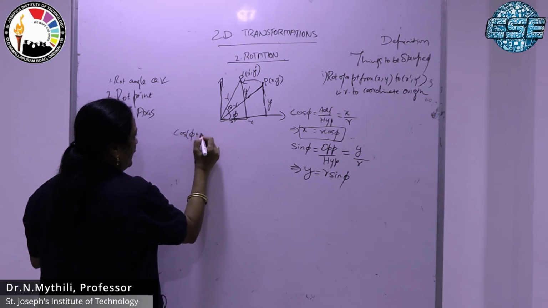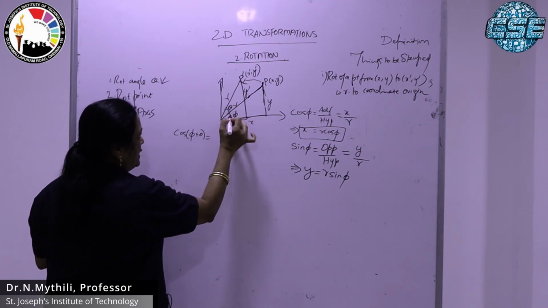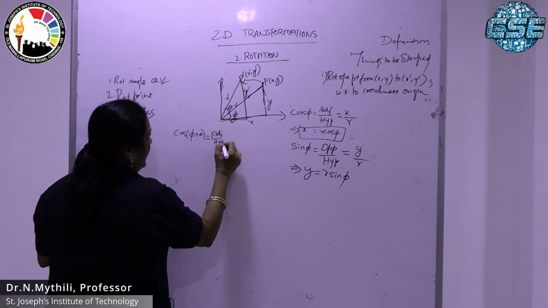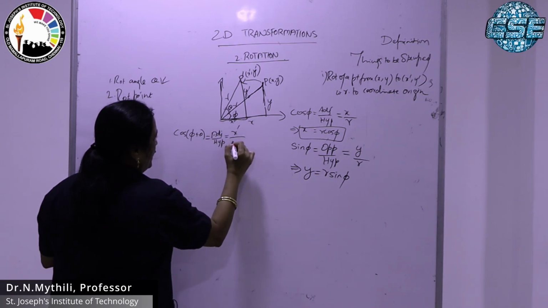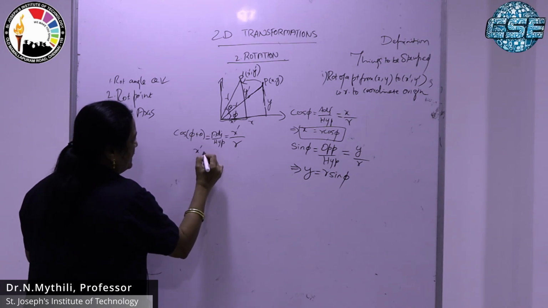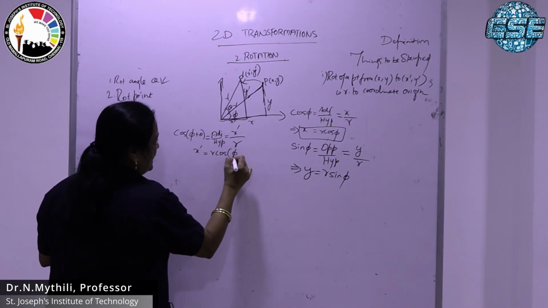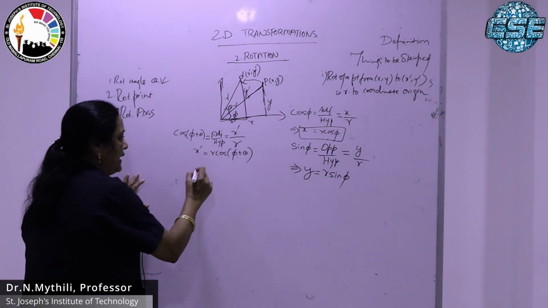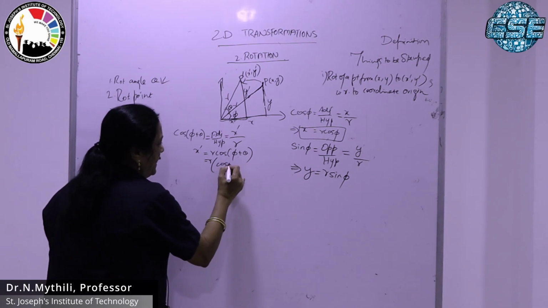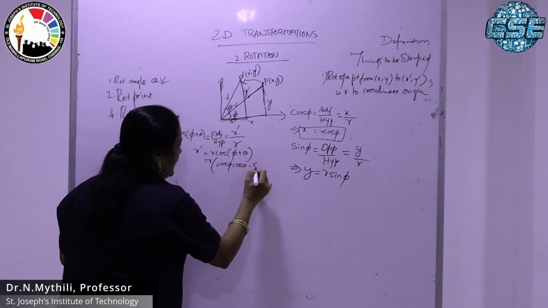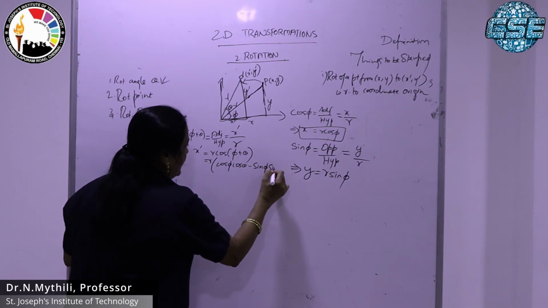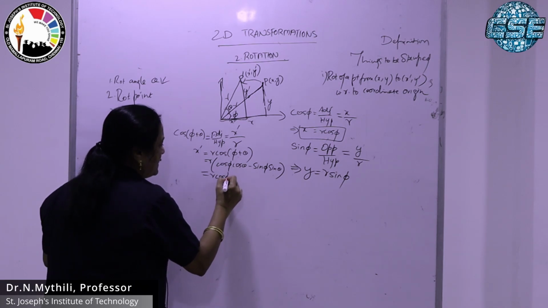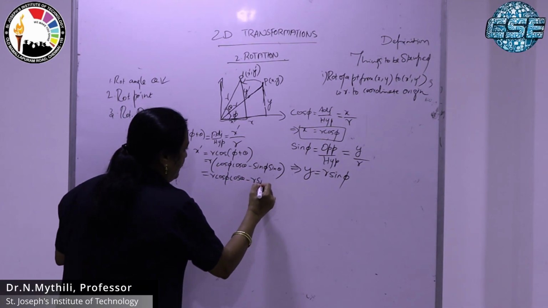Okay. So for this triangle, cos of phi plus theta is equal to adjacent side by hypotenuse. Here the adjacent side is x dash, hypotenuse is r. So when you cross multiply, x dash is equal to r cos of phi plus theta. Okay, so cos of a plus b is cos a cos b minus sin a sin b. So r of cos phi cos theta minus sin phi sin theta. So when you multiply this, r cos phi cos theta minus r sin phi sin theta.